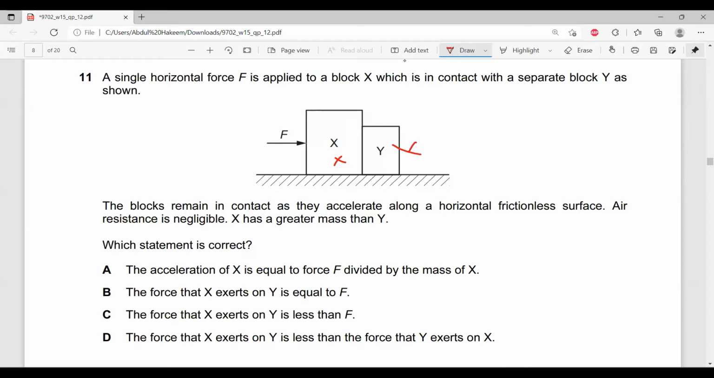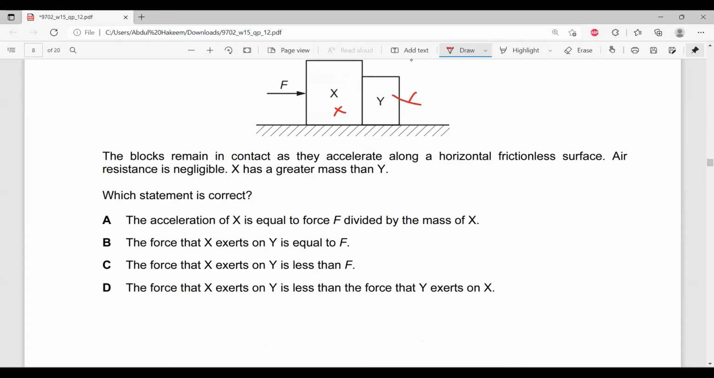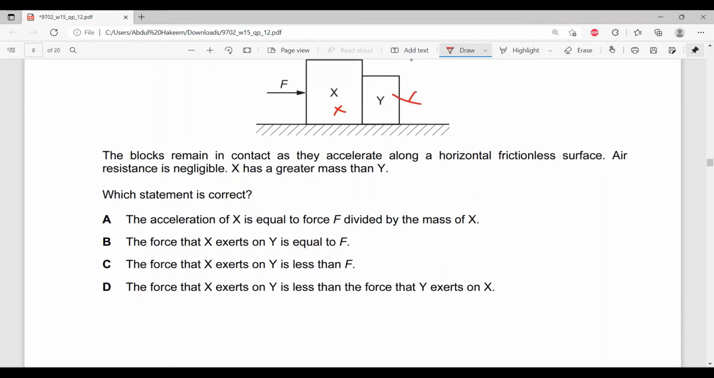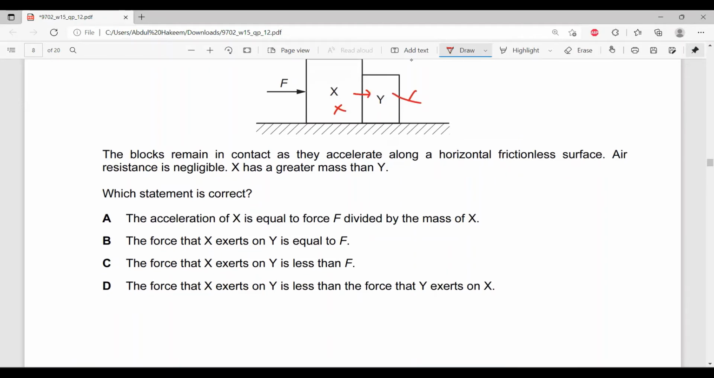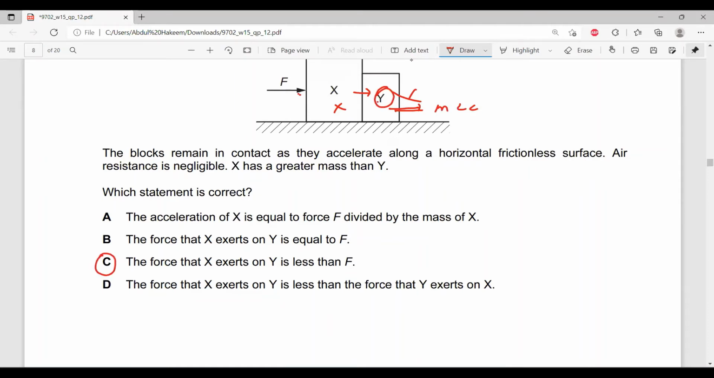The force that X exerts on Y is less than F. So look at this. Force that X exerts on Y is less than F. So definitely the mass of Y is small. So the force exerted on Y is smaller than F. So C is the answer.